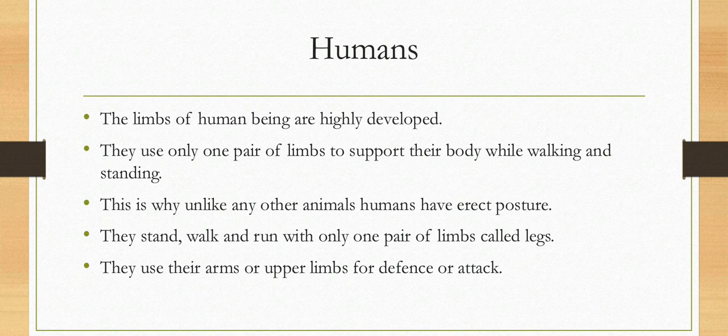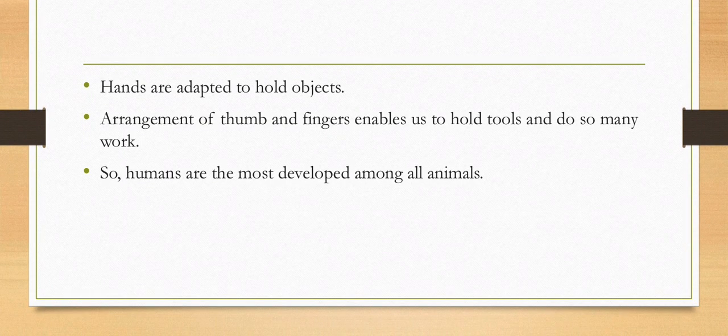Why? Because when we are in danger, we can use our legs to run and escape, and the other limbs, the hands or upper limbs or arms, we use for defense or attack. Our hands are adapted to hold objects. You might have seen that we hold each and everything in our hands. So our hands are adapted that way.